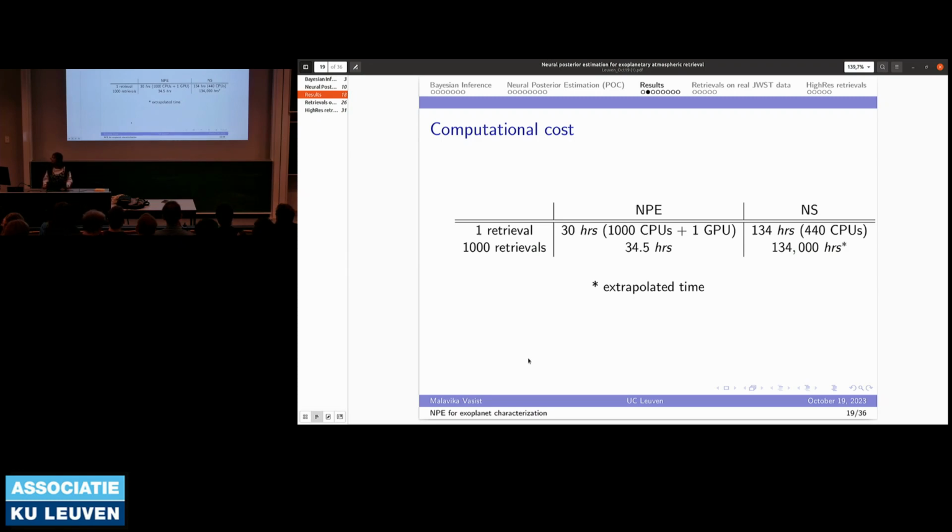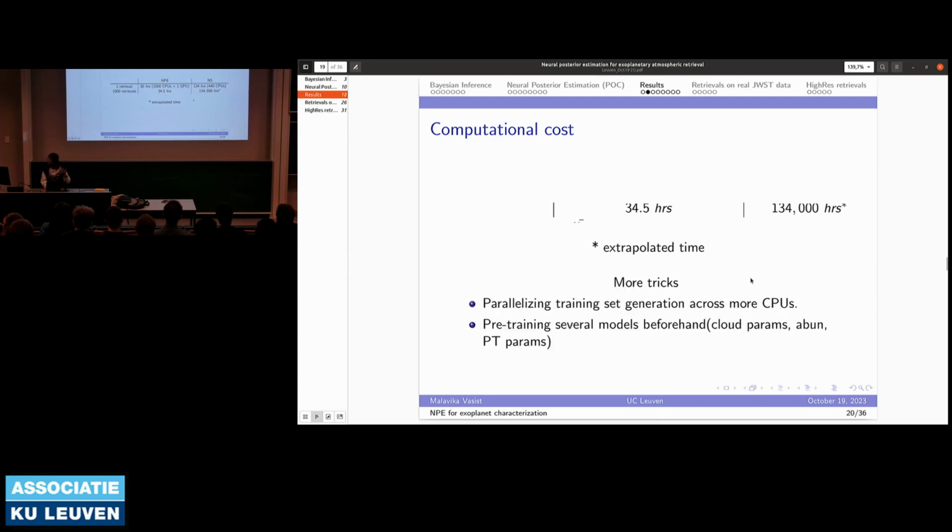For one retrieval, it's quite comparable, because the NPE retrieval was performed on 1,000 CPUs and 1 GPU, but the nested sampling retrieval was performed on 440 CPUs. If you extrapolate, assuming it's linear, it comes out to be the same. However, if you have to perform 1,000 retrievals, you clearly see the difference, where this is barely 4.5 hours more. But with nested sampling, because you start from scratch every single time, and there's no such thing as training and then doing inference separately, you add up a lot of time.